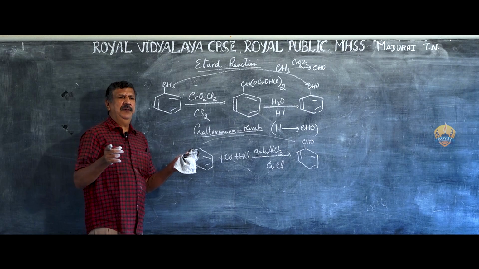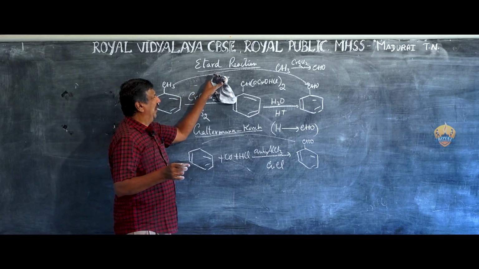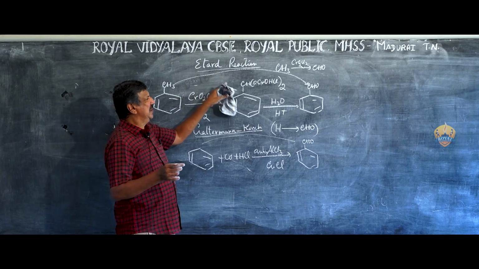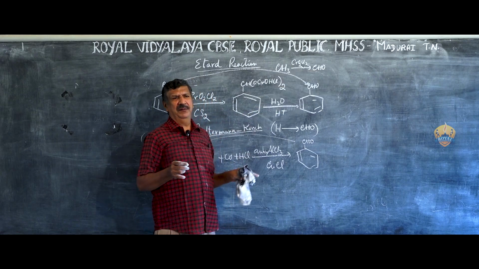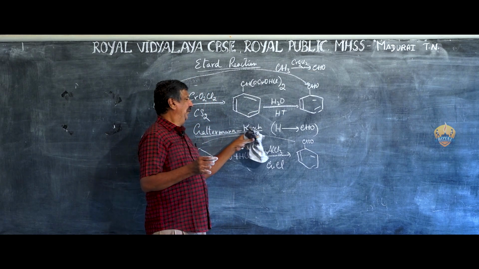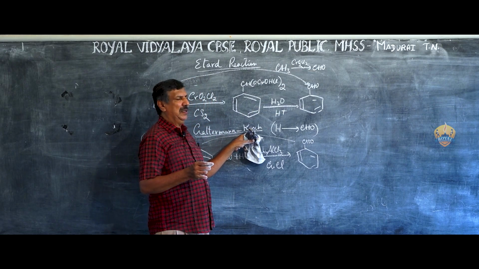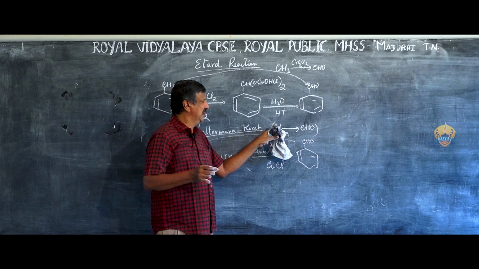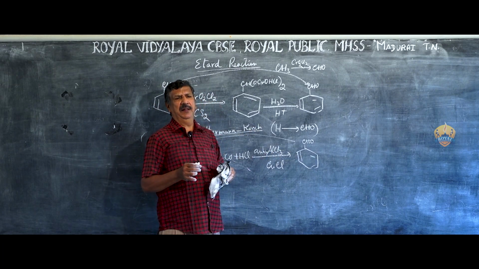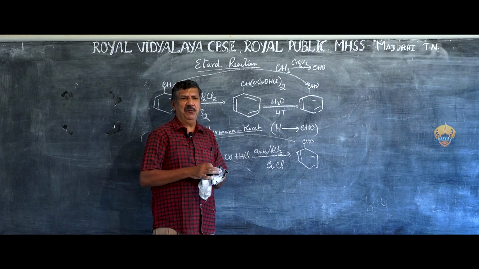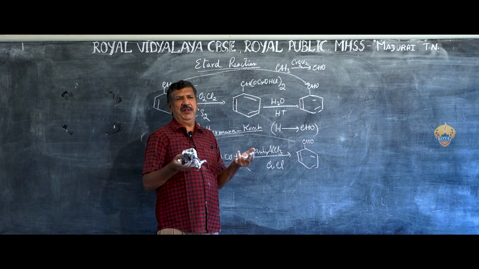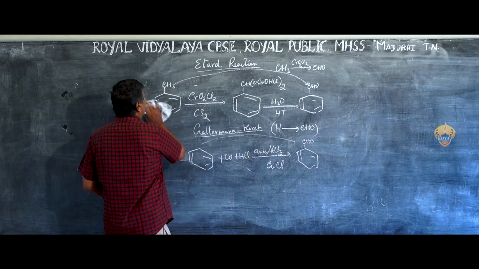So, regarding the Etard reaction, it converts methyl into aldehyde. Gattermann-Koch converts H into an aldehyde. You learn the first basic one, then you can feel it's very easy. Okay, next one.